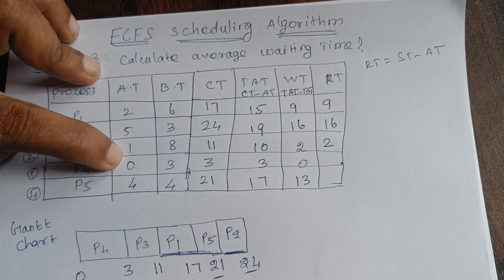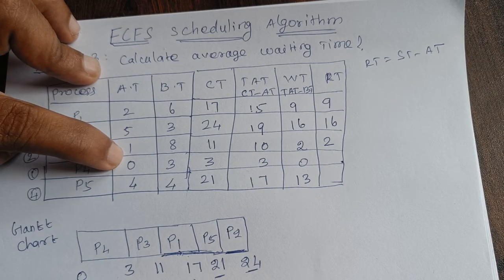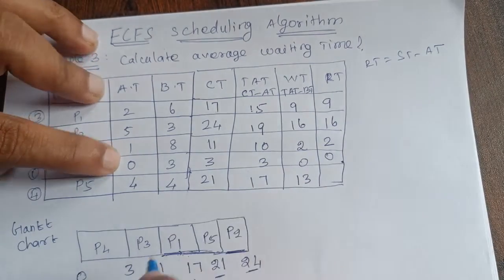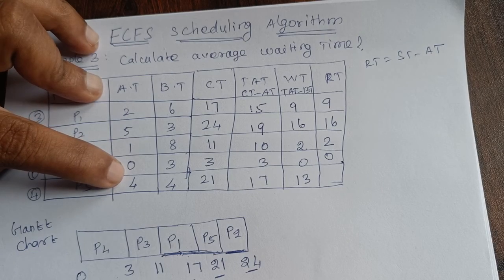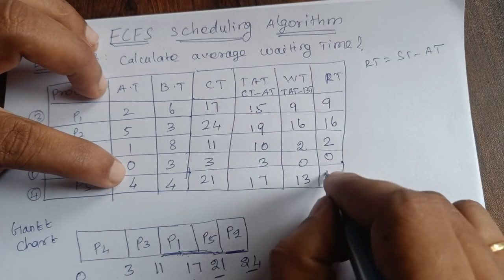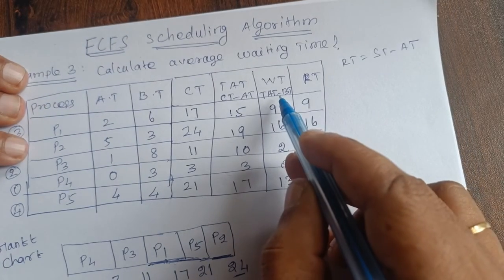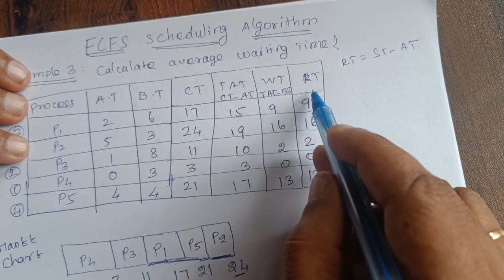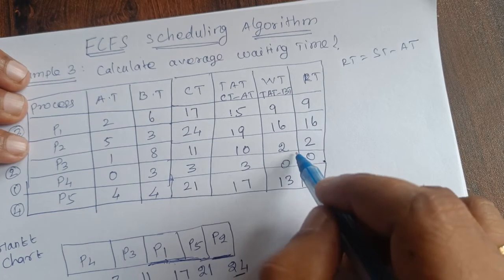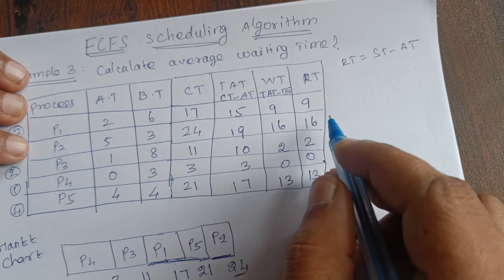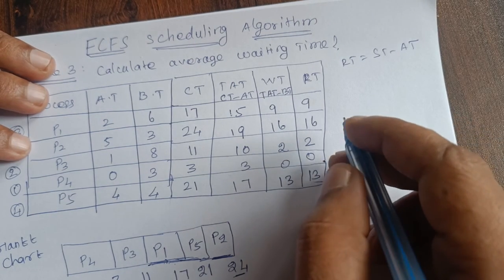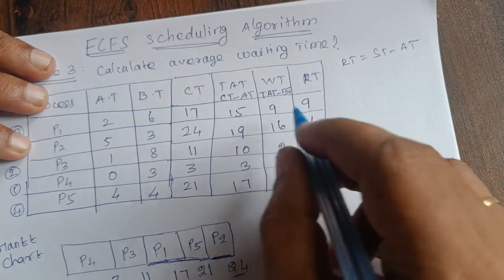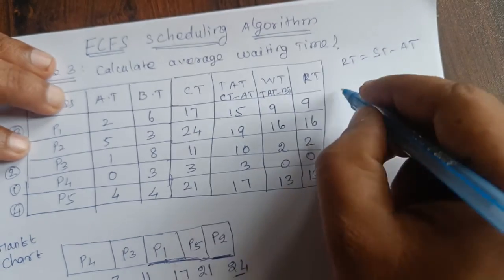Then P4: the start time is 0, so 0 minus 0 is 0. Then the last process, P5: the start time is 17, so 17 minus 4 is 13. Here you can see the waiting time and the response time are the same for all the processes. This happens when the algorithm is non-preemptive; then waiting time and response time are always the same.